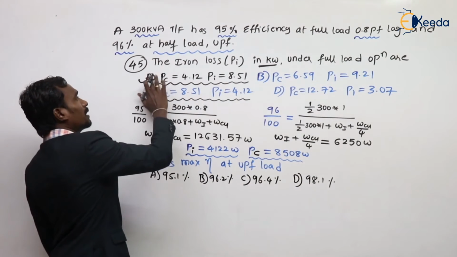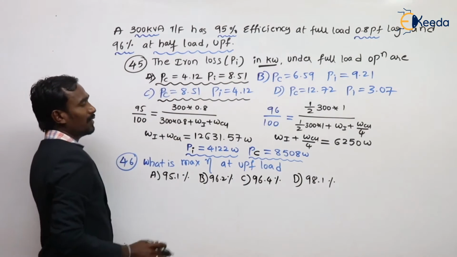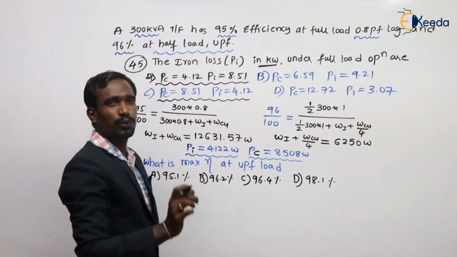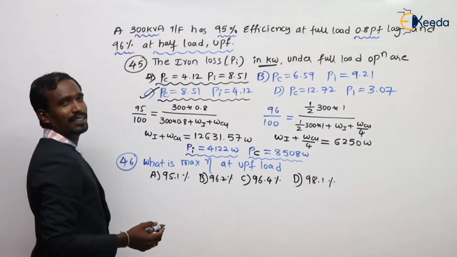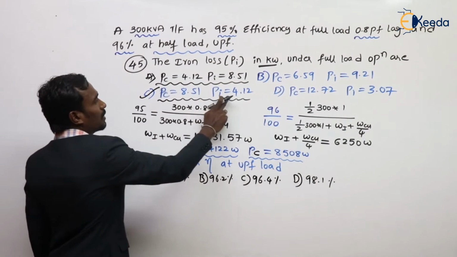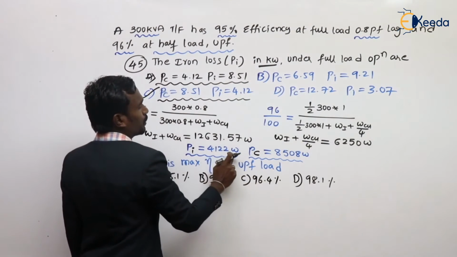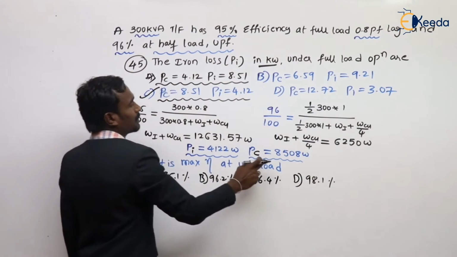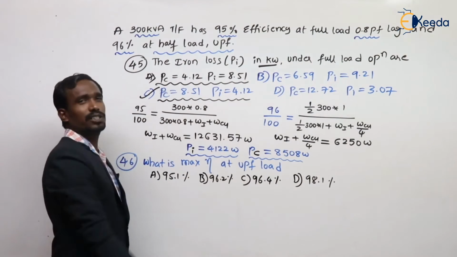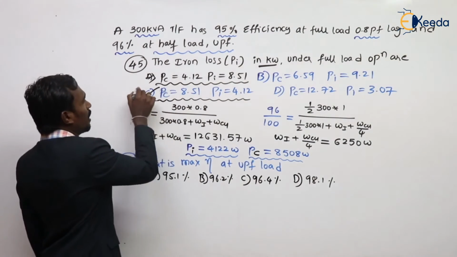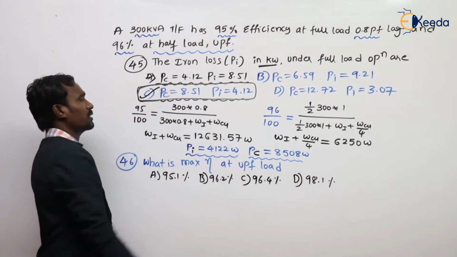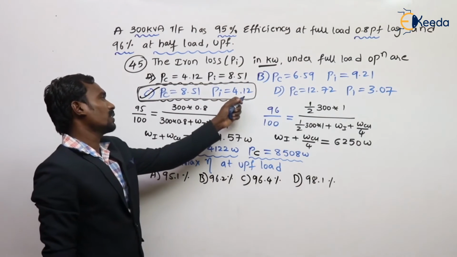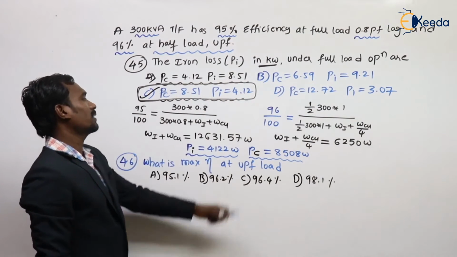Now tell me, which of the following is the correct answer? Always iron losses are less at full load, so option C is the correct answer. Iron losses are 4122 watts and copper losses are 8500 and change. So finally the answer is option C: iron losses 4000 and change and copper losses 8000 and change.